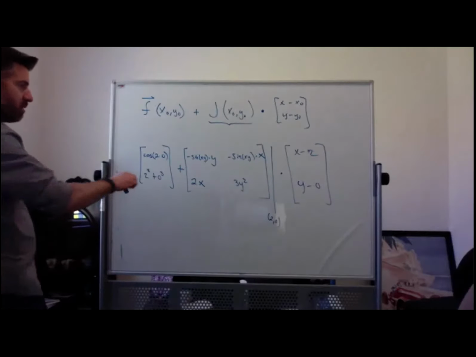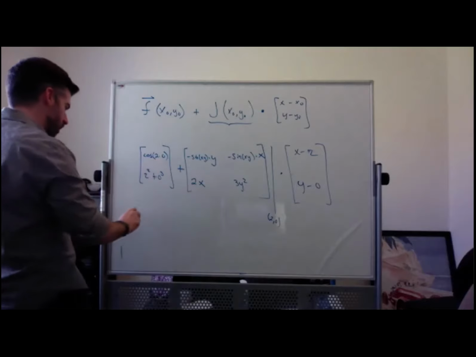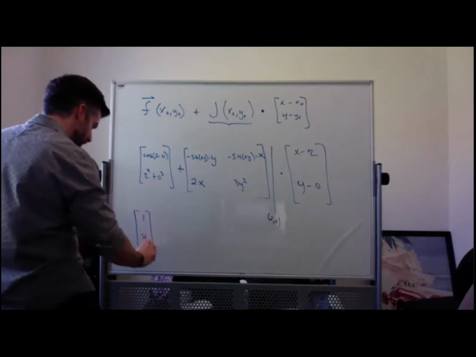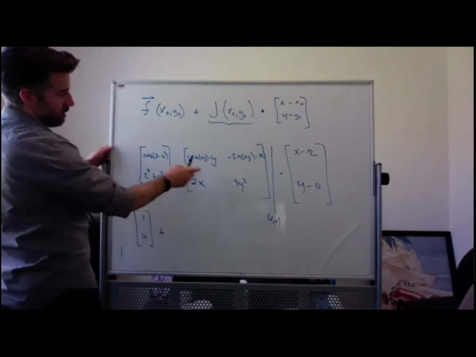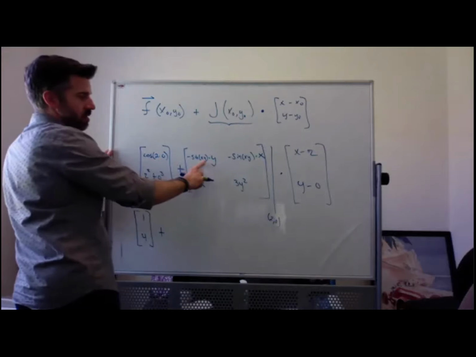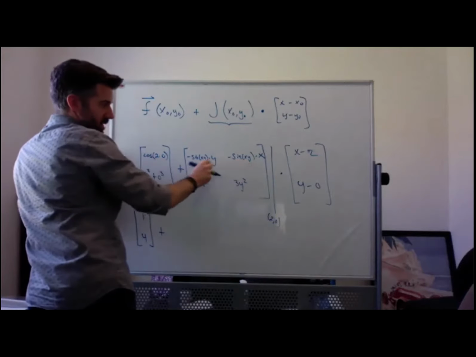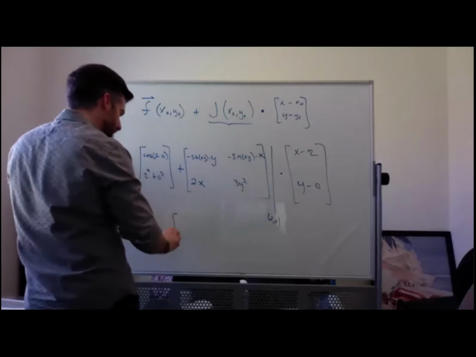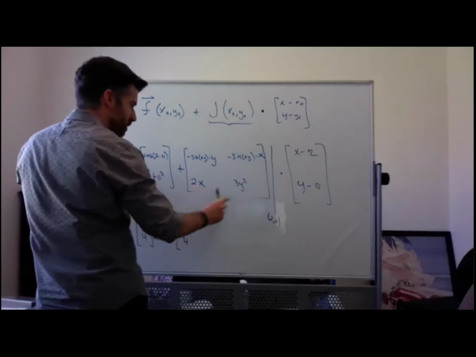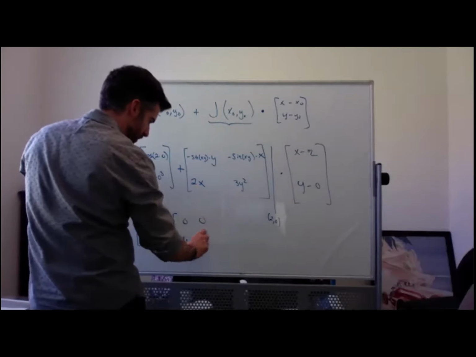Okay, so we're almost there. Cosine of 0 is 1. 2 squared plus 0 cubed is 4. Plus, okay, if I plug in 2 for x and 0 for y, sine of 0 is 0, sine of 0 is 0, so these are both 0. This is a not very interesting Jacobian matrix. 2 times 2 is 4. 3 times 0 squared is 0.